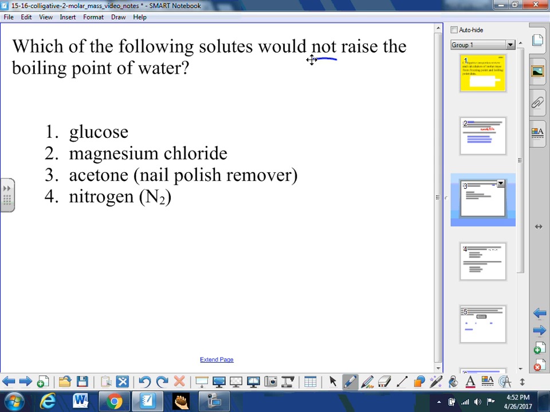The answer here are both 3 and 4. These are volatile substances. Again, volatile meaning they want to become a vapor or a gas. Acetone has a strong odor and therefore tends to vaporize or is volatile. Nitrogen is normally a gas at room temperature, so it is volatile.